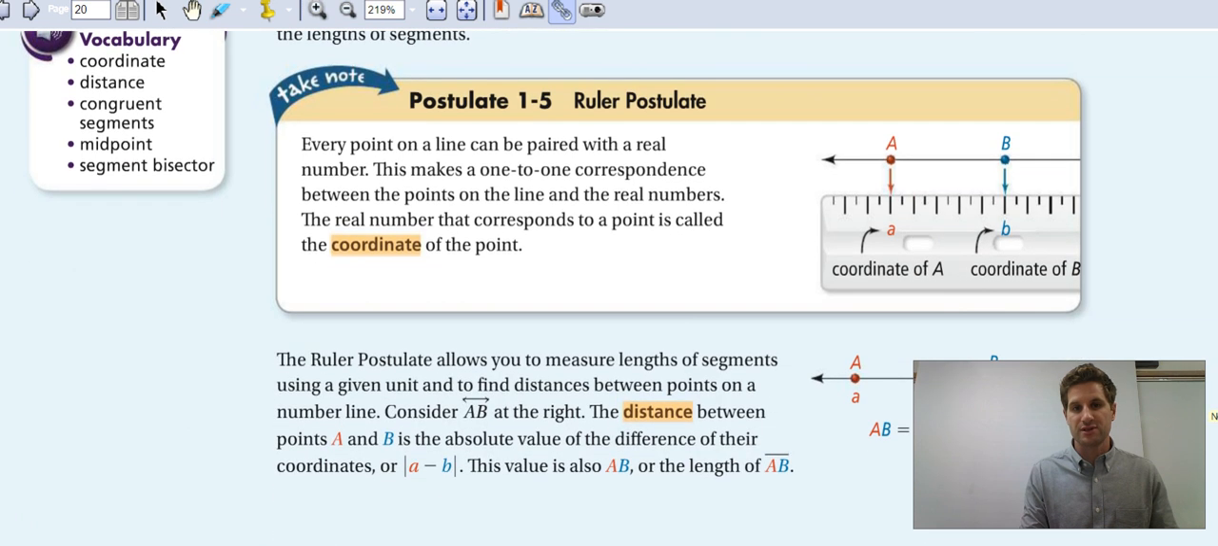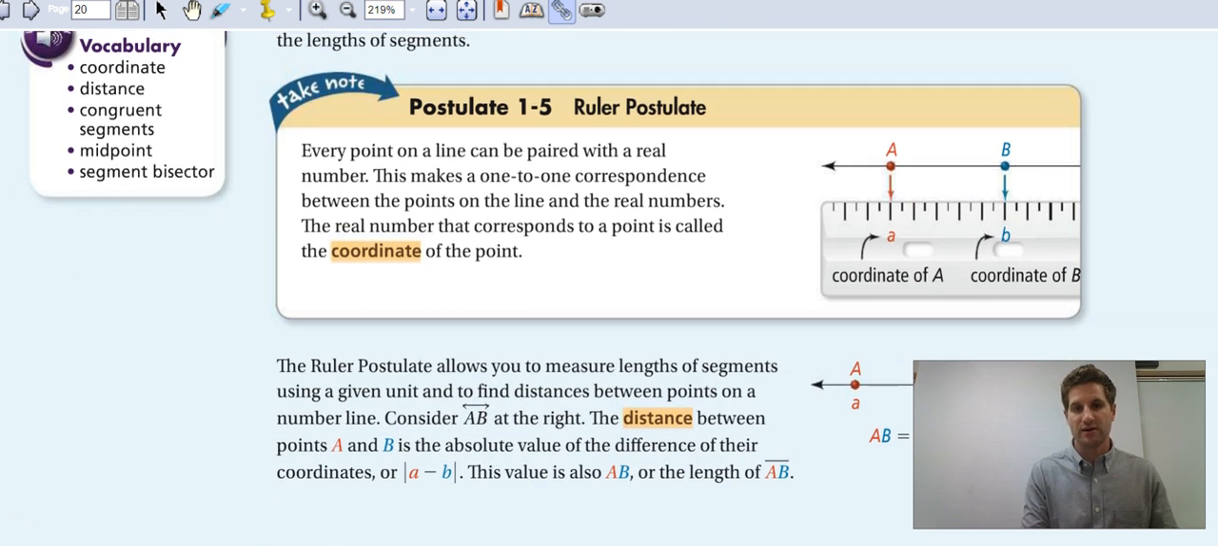Our first thing we're going to talk about is this right here. This is just called the Ruler Postulate. I'll just read it to you guys real quick. It says every point on a line can be paired with a real number. This makes a one-to-one correspondence between the points on a line and the real numbers. The real number that coordinates to a point is called the coordinate of a point.